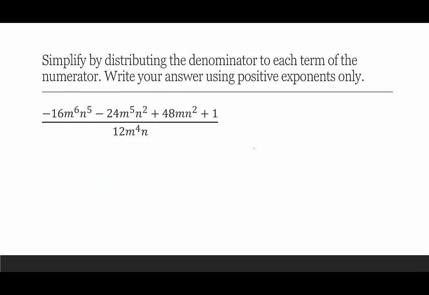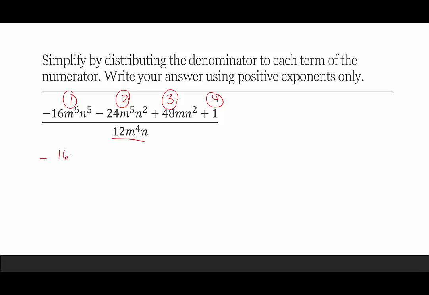And our final example, again, I encourage you, pause the video, see how you do. How many terms are in your final answer? I hope you said 4, because you would be correct. There's 1 term, 2 terms, 3 terms, 4 terms that are getting divided by 12m to the 4th n. So we're going to divide each one separately.